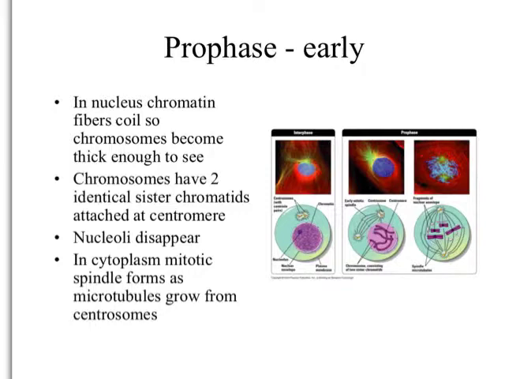Now, in the cytoplasm itself during early prophase, we're going to have these spindles forming from the centromeres. So little microtubule proteins are going to start growing from the centromeres, and that's what we call the mitotic spindle. And you can kind of see that right here. So these are the centromeres, and then going out from them, you've got these kind of finger-like things that are what we call the mitotic spindles forming.